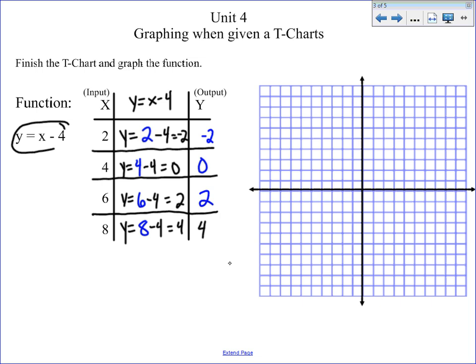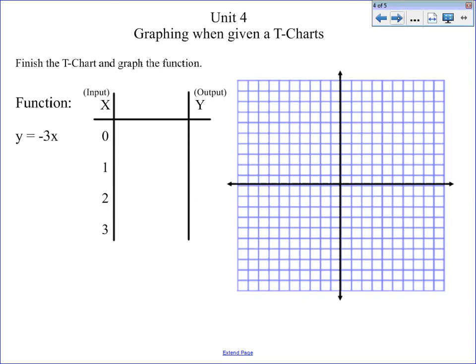We can now use that to make our ordered pairs. You get 2 and negative 2, 4 and 0, 6 and 2, and 8 and 4. Now we can place those on the graph. We go over 2, down 2, over 4, down 0, over 6, up 2, and over 8, up 4. We connect our dots to form our line, put our arrows, and we're good.